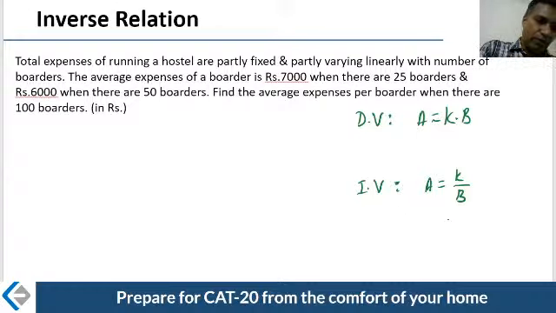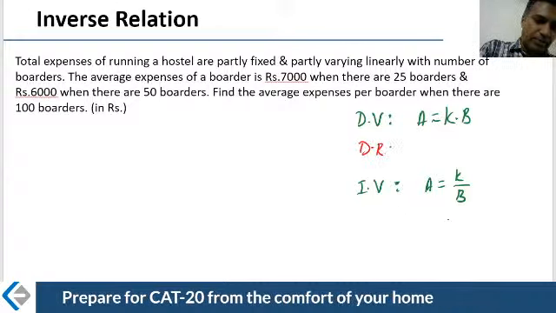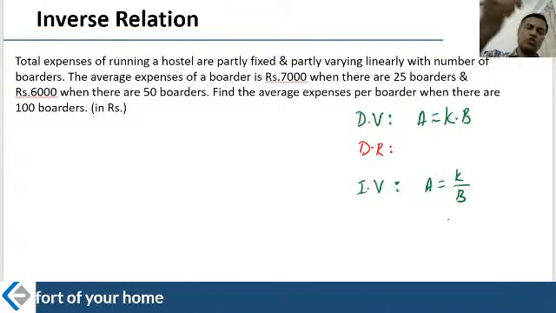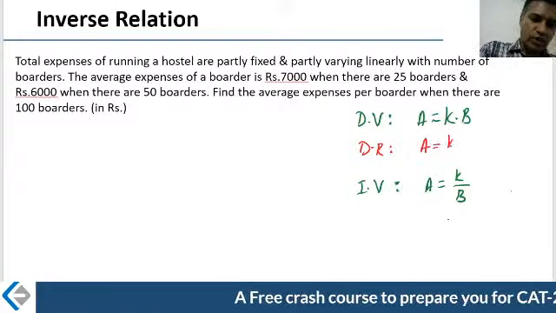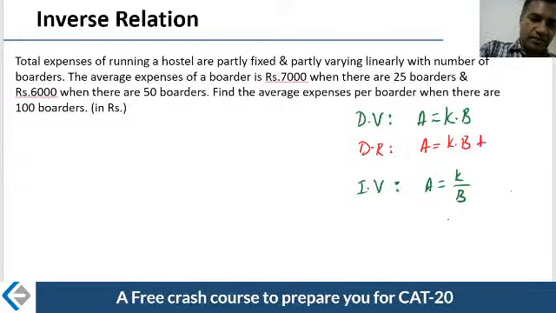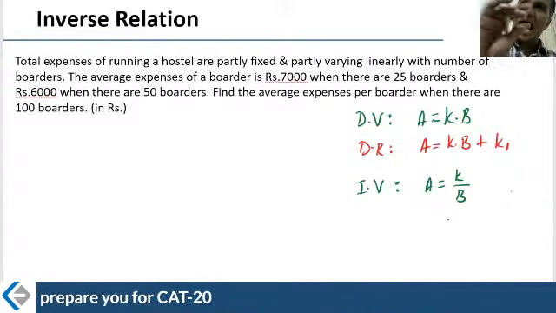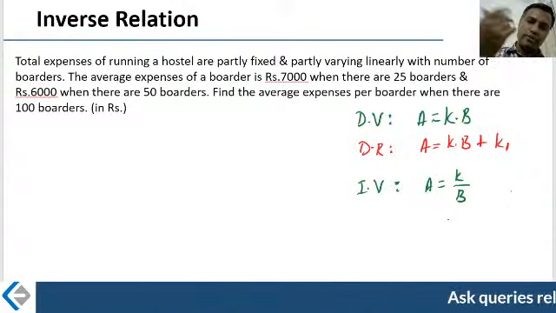Now remember, what is direct relation? Sometimes the management entrance exam also asks questions on direct relation. A is equal to K times B plus C. K times B and another constant. You can write it as K times B plus K1. There is already a K here, and another constant. It's not a variable, it's going to be another constant K1.